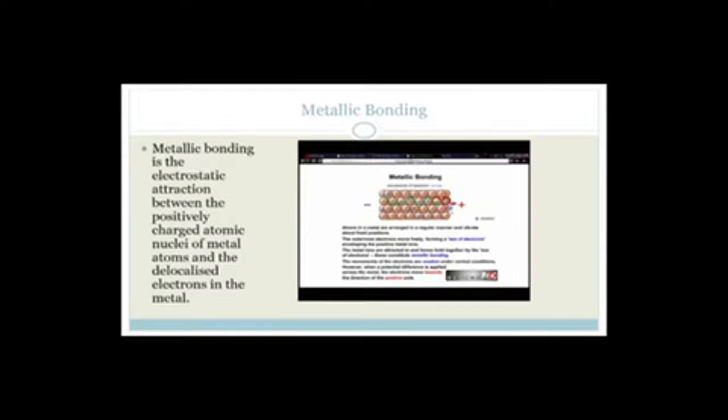Obviously, like we've said before, it doesn't matter which way you let current flow through a piece of metal, because the electrons can flow both ways. So that's metallic bonding. Whenever you talk about metallic bonding, you should be talking about a sea of delocalized electrons, a sea of delocalized electrons.